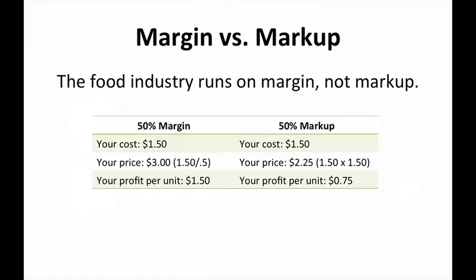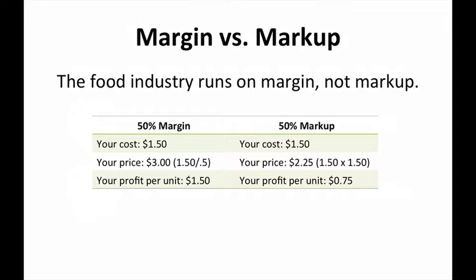And a lot of people, when they start talking about food product pricing, get confused with margin versus markup. Markup is something you find in clothing retailers, whereas margin is the food industry. They run on margin and not markup. So in the two examples I have here, you've got 50% margin, so your cost is $1.50. A 50% margin is $3, and you make $1.50 per unit.